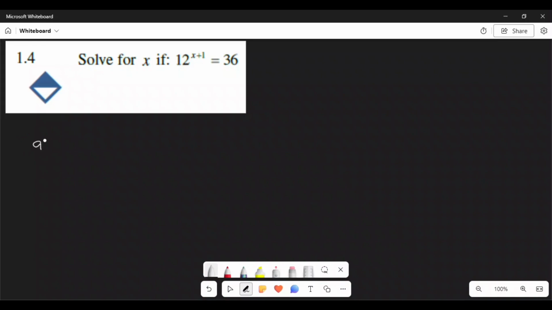If you have a to the power of n plus m, this is the same as a to the power of n multiplied by a to the power of m. So you can separate it like that. It means the bases are multiplied, the exponents are added. Let me rewrite it here. I can say 12 to the power of x multiplied by 12 to the power of 1, and this is equaling 36. From here you can divide by 12.